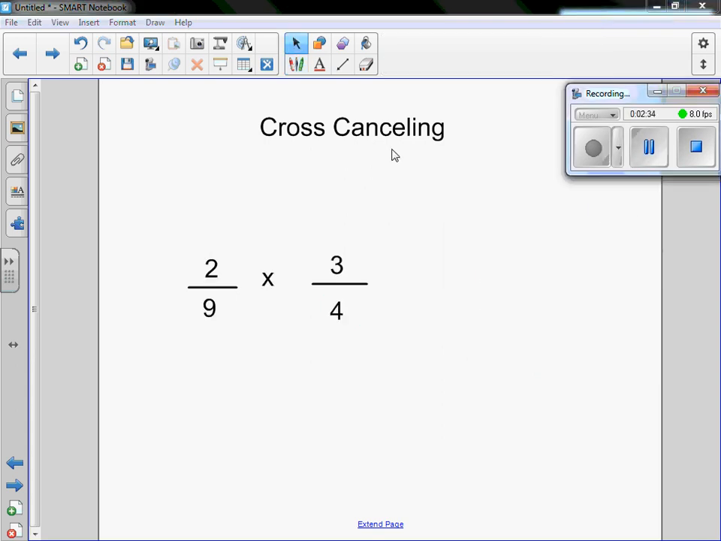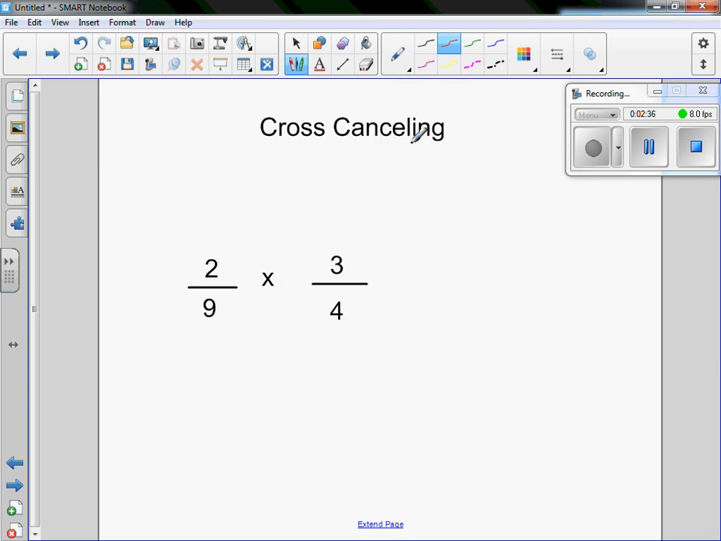Alright, here's another one. Same thing as last time. We're going to look at diagonals. Doesn't matter which ones you do first. So let's look at the 2 and the 4. What number goes into both 2 and 4? They're both even, so we know 2 goes into them. 2 goes into 2 one time, and 2 goes into 4 2 times.